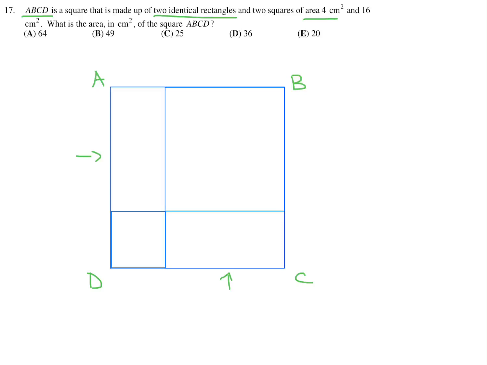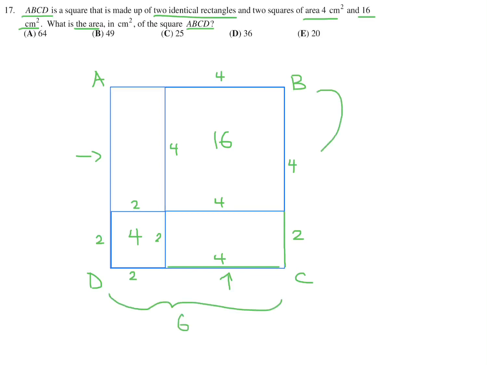One square has area 4, so therefore the sides will be 2 and 2, like that. And the other area is 16, and therefore those sides are going to be 4, 4, 4, and 4. And what they're asking for is, what is the area of ABCD, the entire big square? Well, we can start labeling this. This from there to there is 4. This distance is 2. So this whole side is 6, and therefore that side is also 6. It's a square. So the area is 6 times 6, which is, of course, 36. So the answer to number 17 is D.